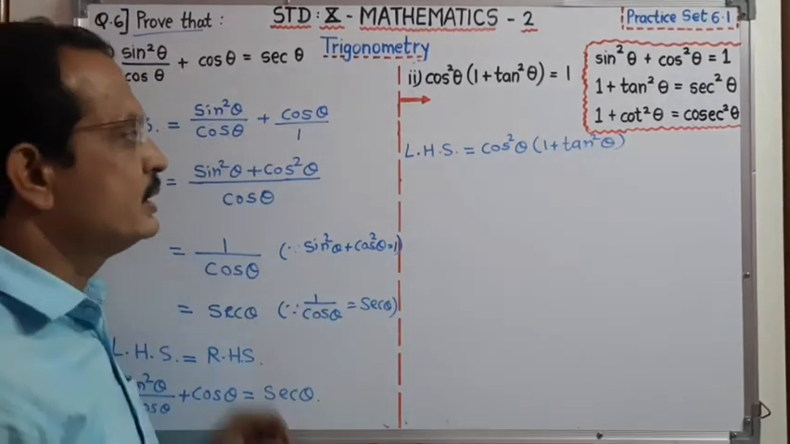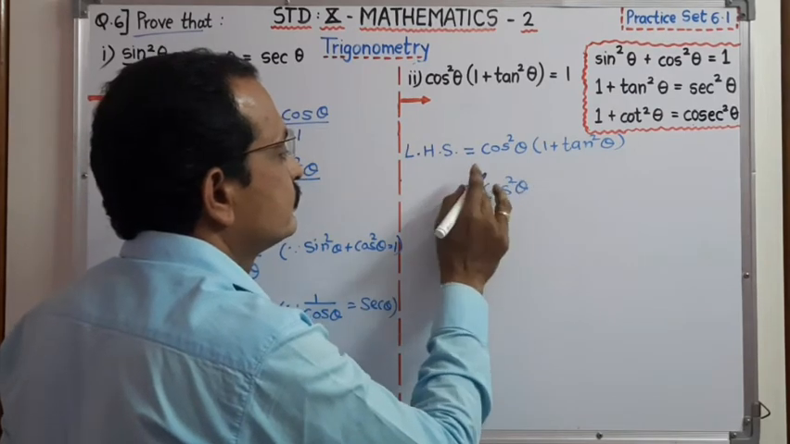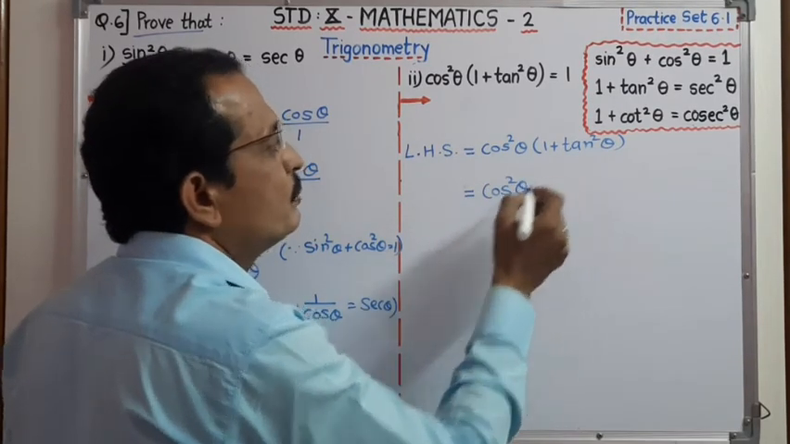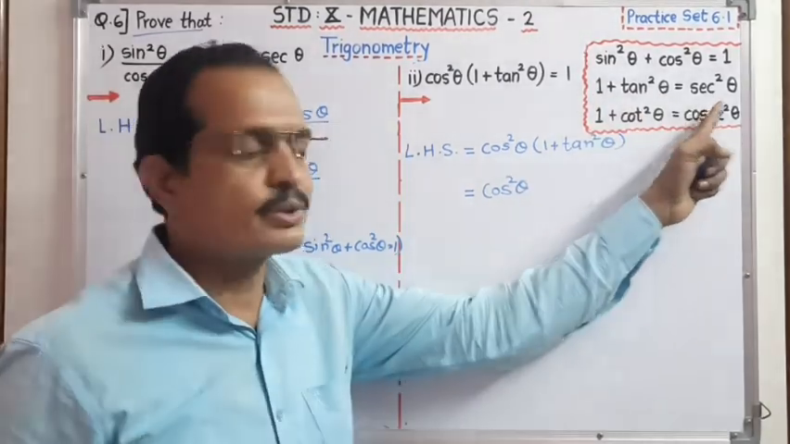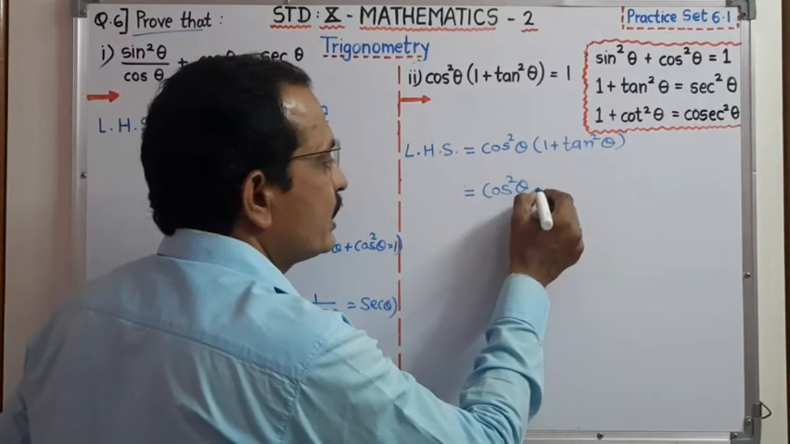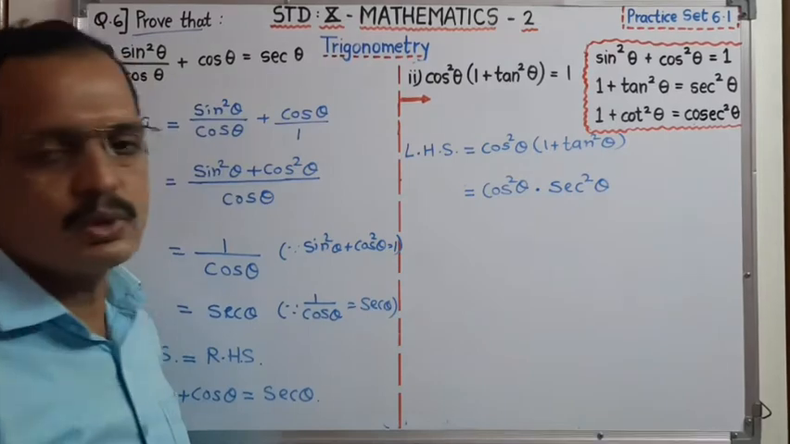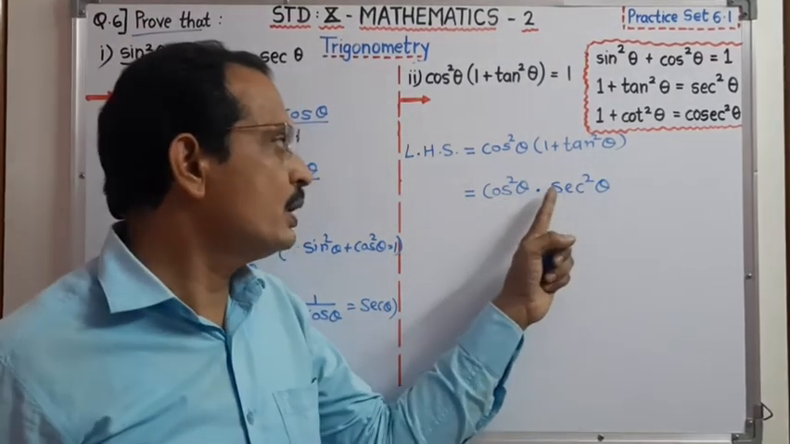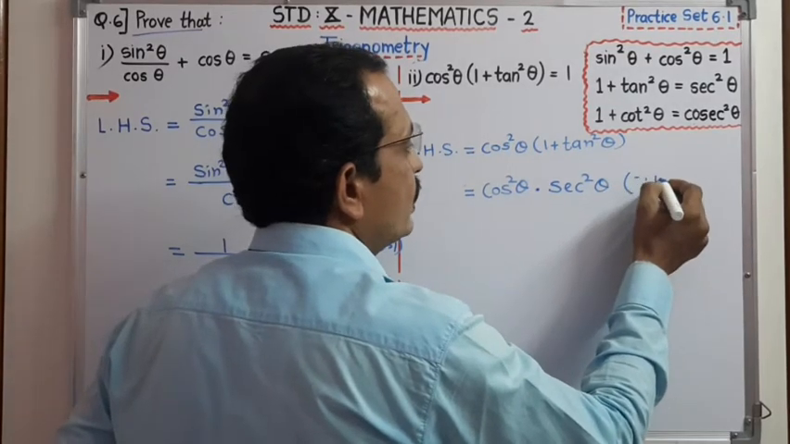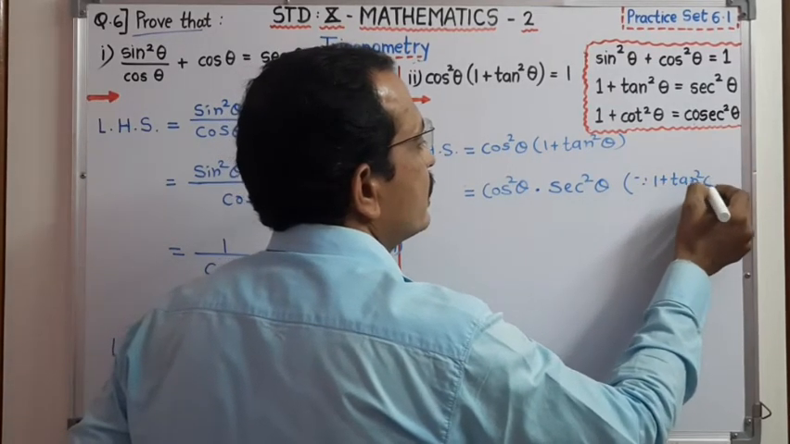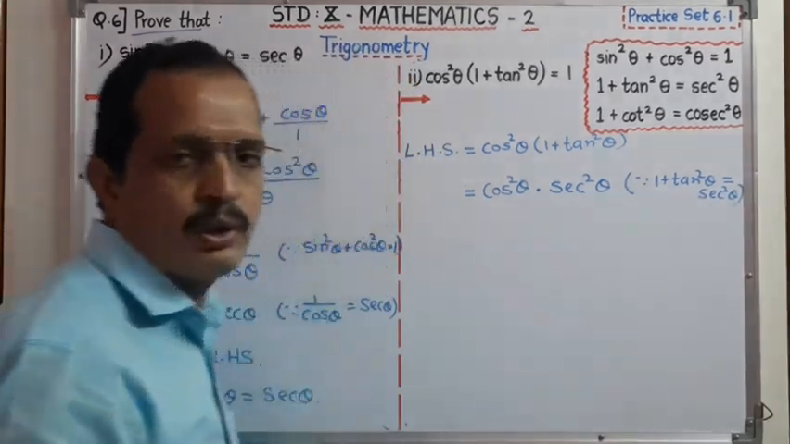Now dear student, see here, cos square theta into 1 plus tan square theta. Here 1 plus tan square theta is equal to sec square theta. Therefore, we can write sec square theta. Now we have cos square theta into sec square theta. Since 1 plus tan square theta is equal to sec square theta, this identity we have to write.